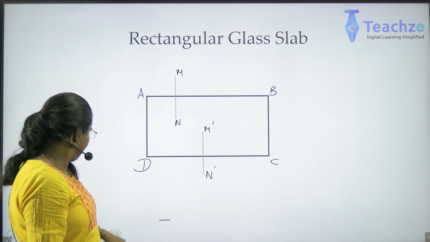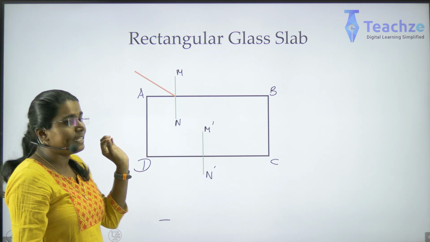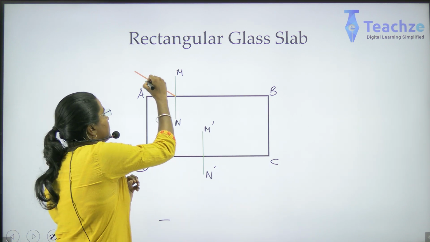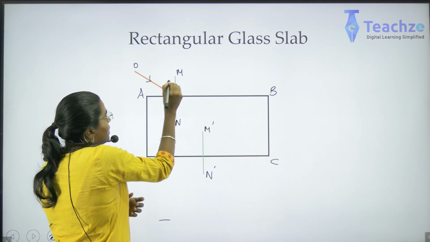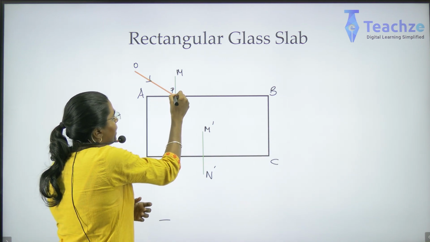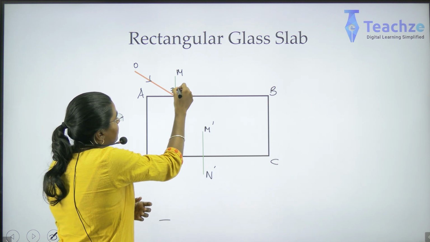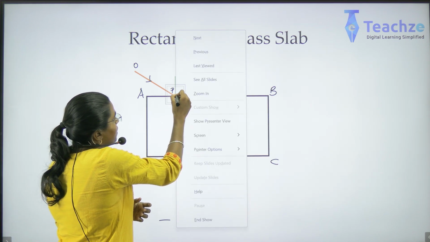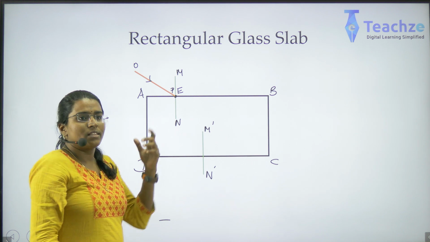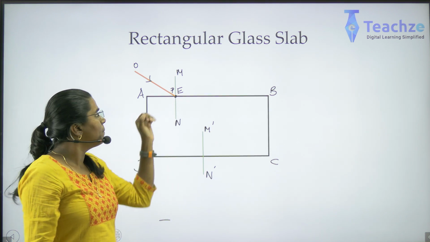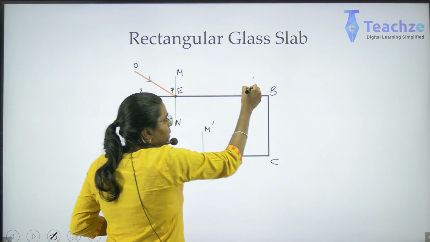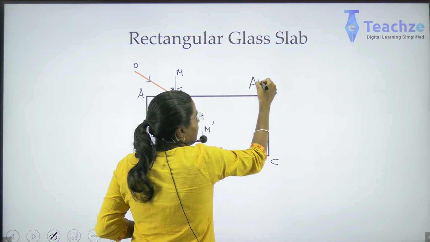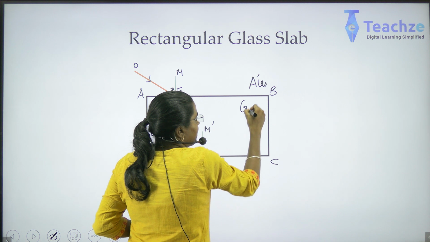Now, there is a light incident on this. There is a light ray. Let's take OP incident on this. And this point as E. I take this point where it meets the rectangular glass slab as P. Now, this is an air medium. This is a glass medium, right?